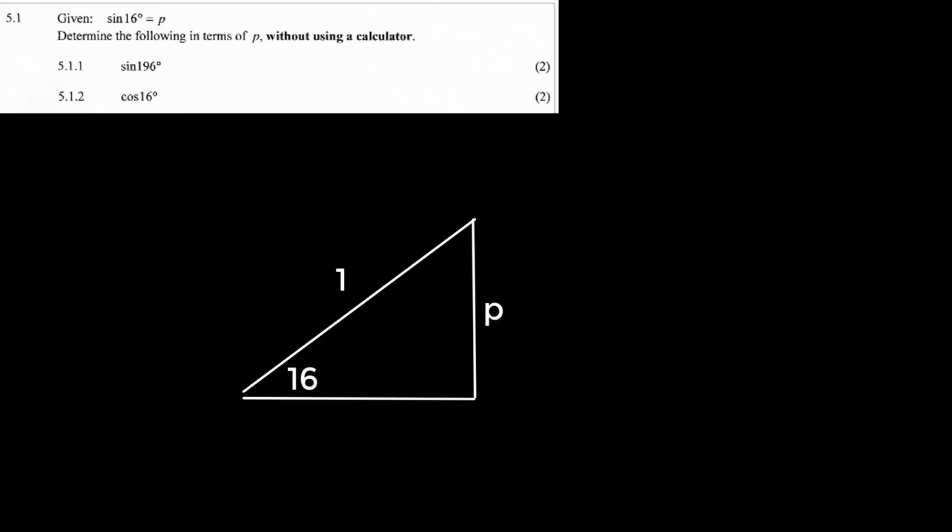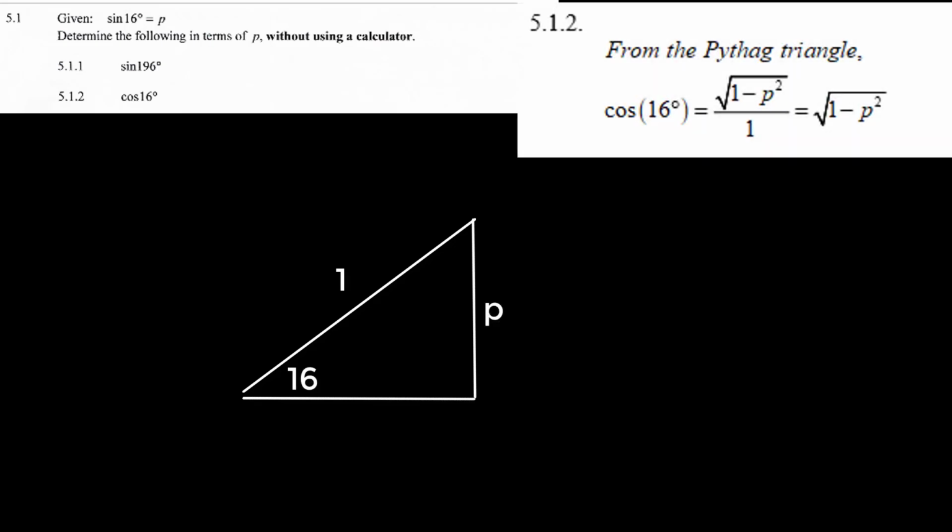Question 5.1.2. For 2 marks, what is cos 16? In the Pythagoras triangle with the hypotenuse as 1 and p as the opposite side, we know that the square of the third side, the adjacent side, will be 1 squared minus p squared. So cos 16 equals the square root of 1 minus p squared.